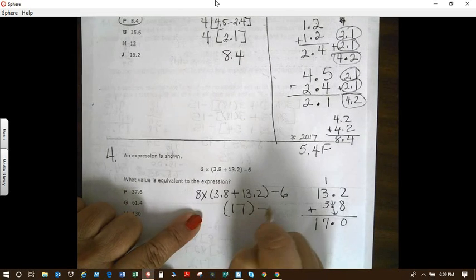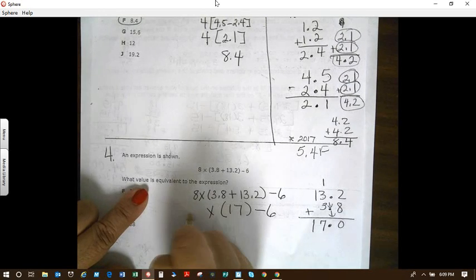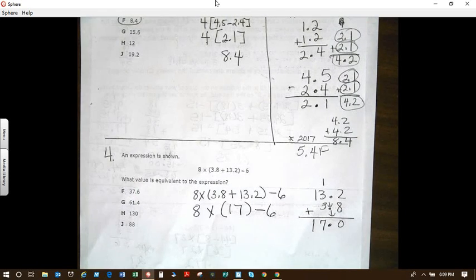Bring down subtract my 6, and multiply my 8. Now we're doing GEMDAS, remember? So it's grouping. We did all the groups.